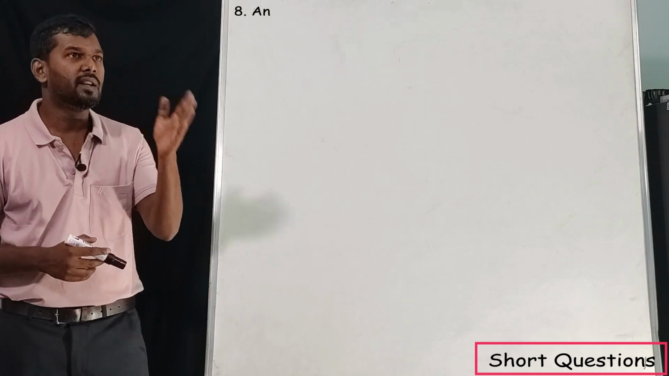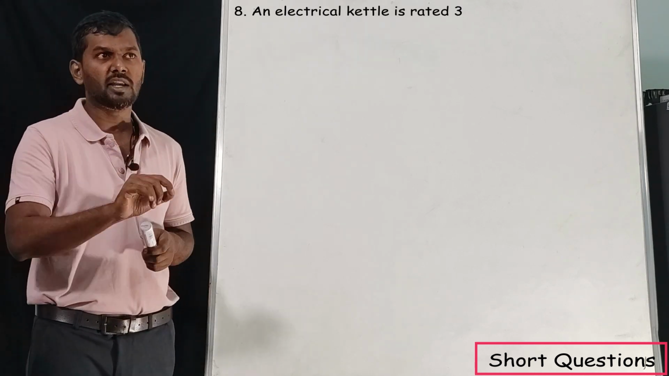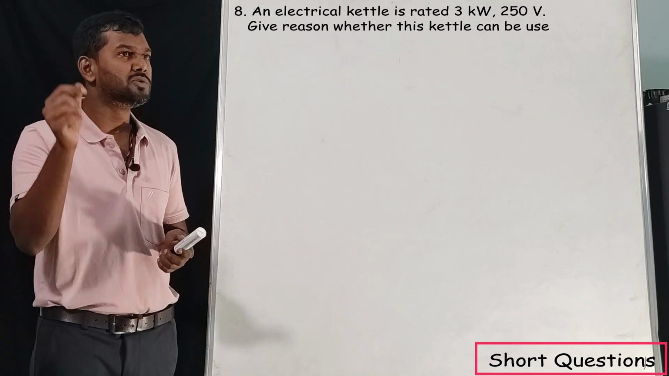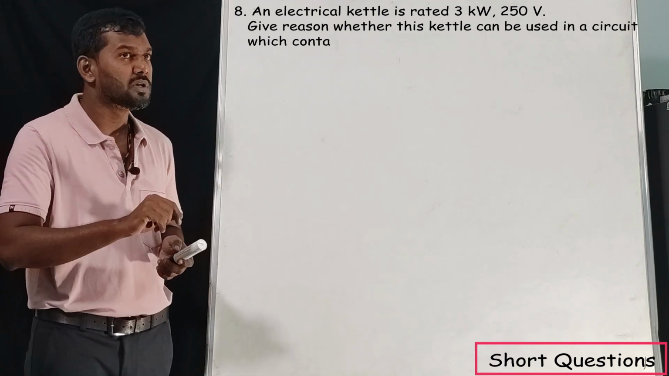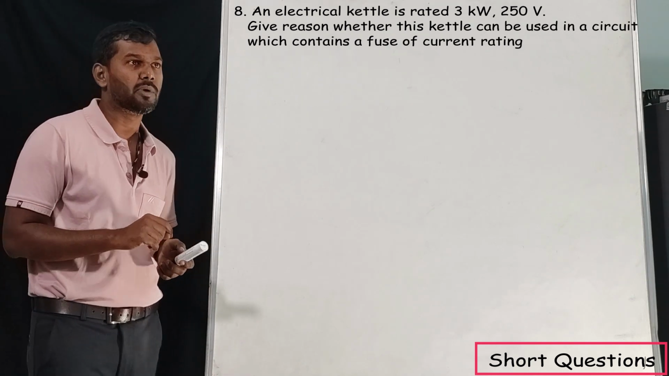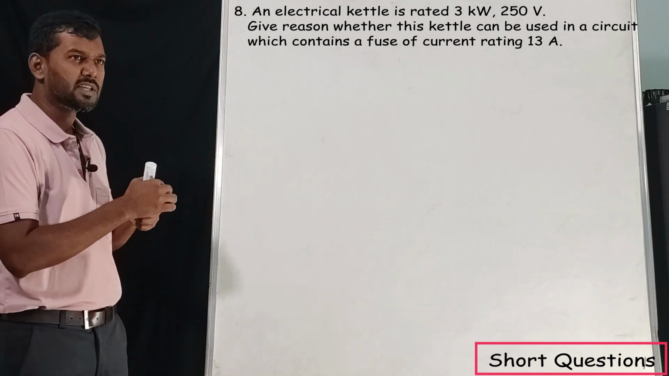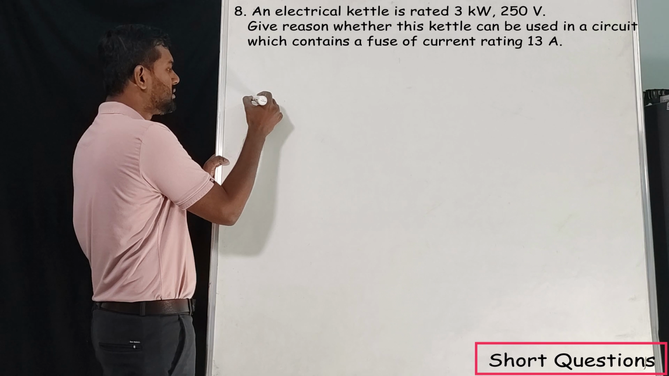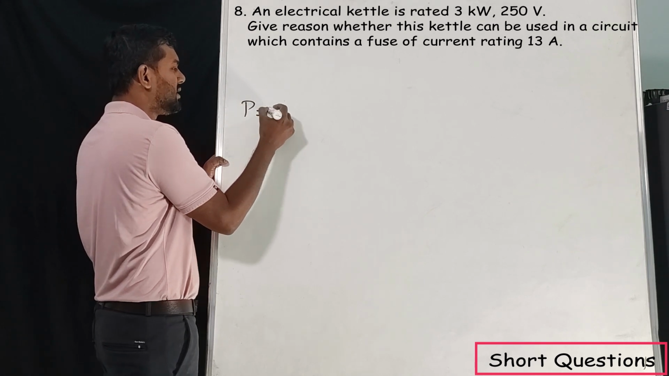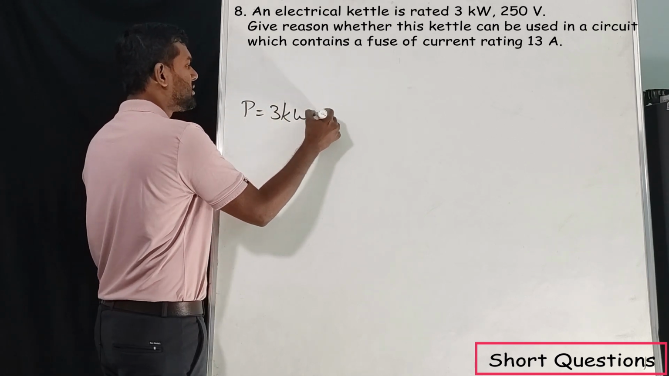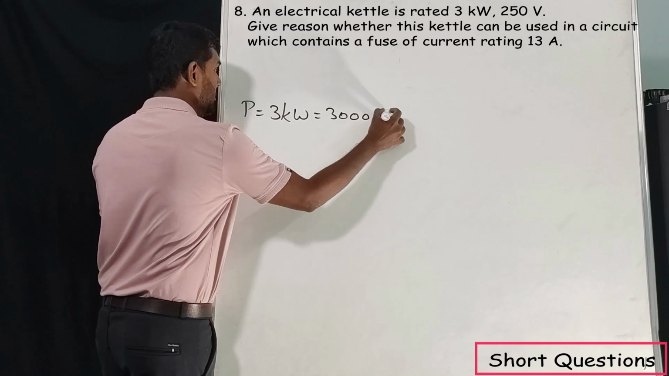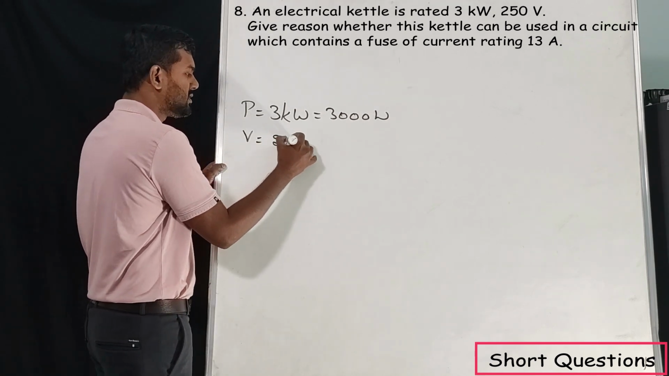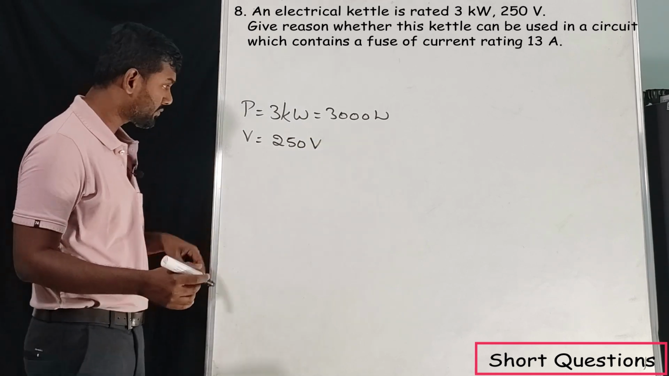Our next question: an electric kettle is rated 3 kilowatt and 250 volt. Give reason whether this kettle can be used in a circuit which contains a fuse of current rating 13 amperes. Yes, see, it is a similar question only. Listen, first we will write the given data. 3 kilowatt is nothing but the power given, 3 kilowatt is 3000 watt, and the voltage is 250 volt.